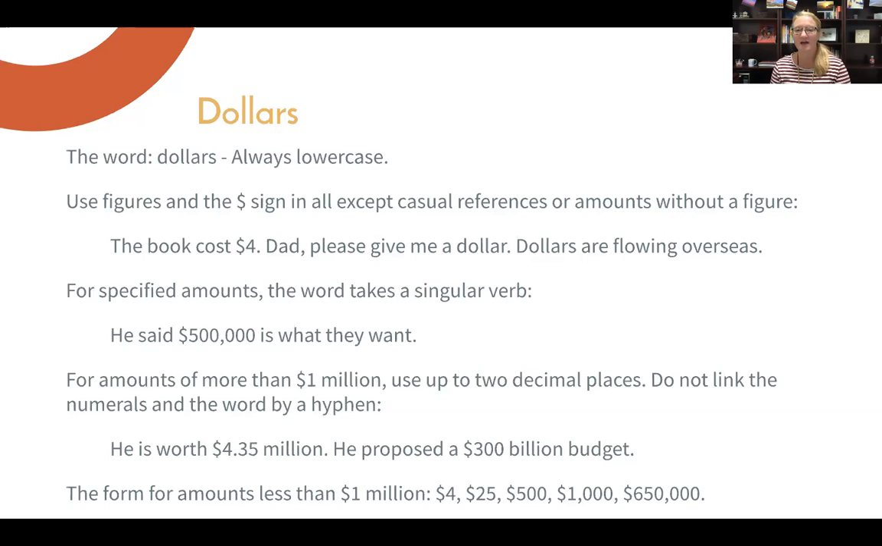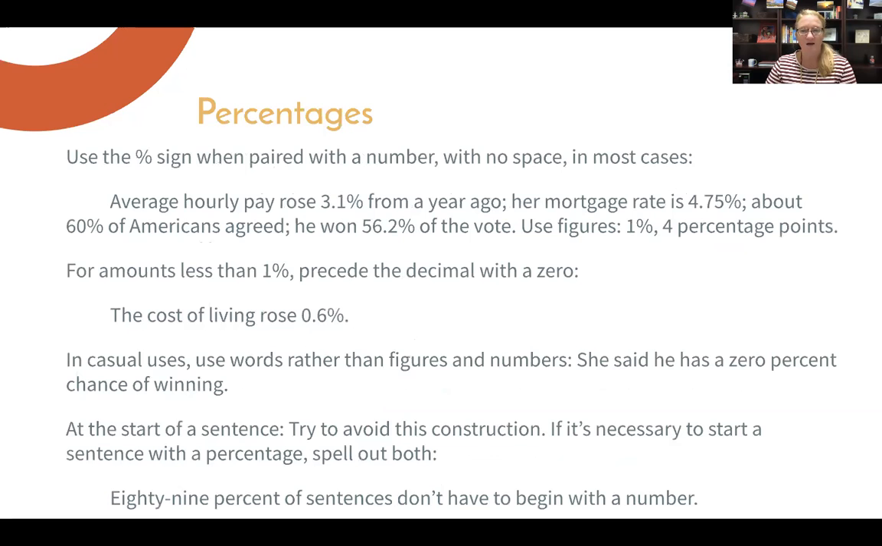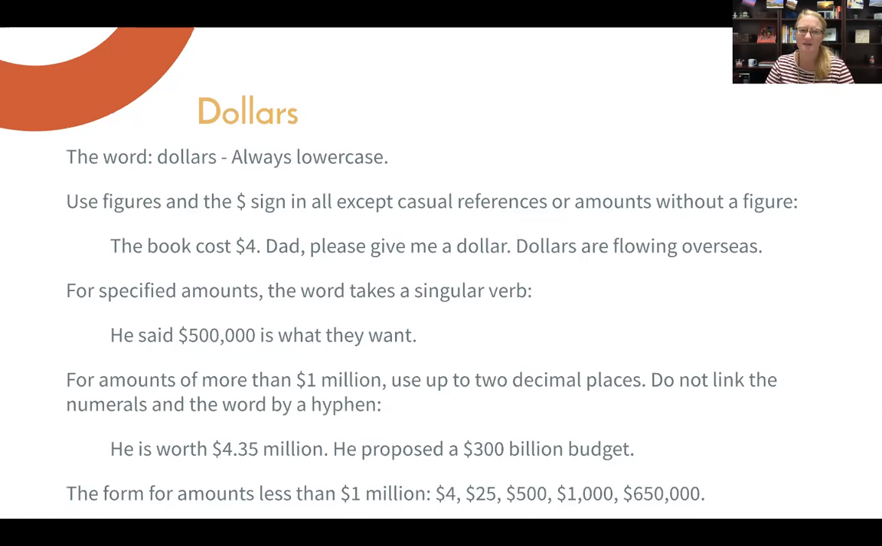He proposed a $300 billion budget. And so in that case, you are just going to put the word billion beside it. For amounts less than 1 million, you want to make sure you use the numbers. But for more than 1 million, you put the number, then the word million. So, on to percentages. One more thing about dollars. If you have any question, there are a lot of other little things that you can write that might have to do with dollars. Make sure you check it in the AP Stylebook.